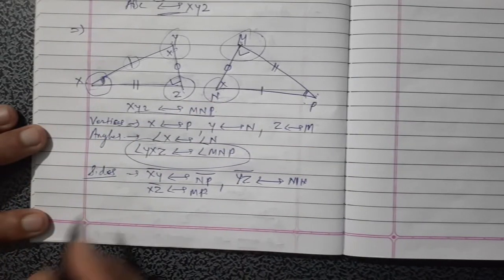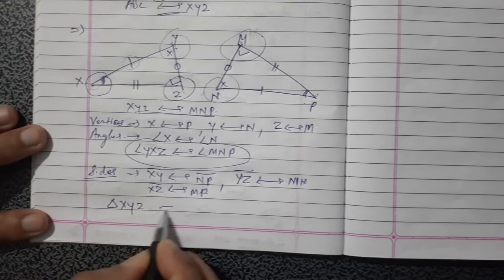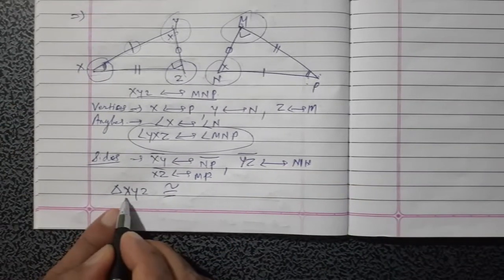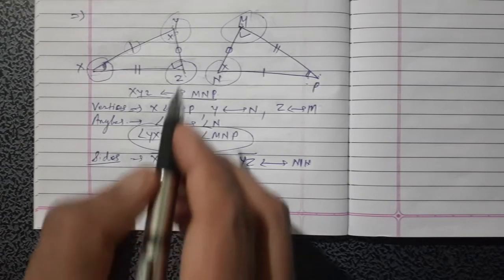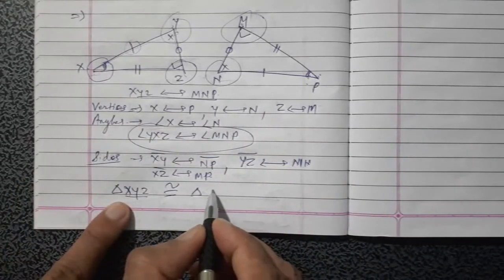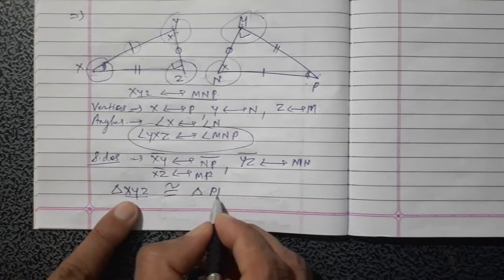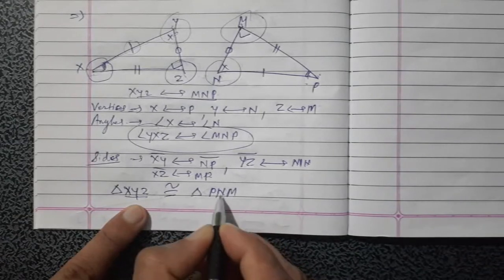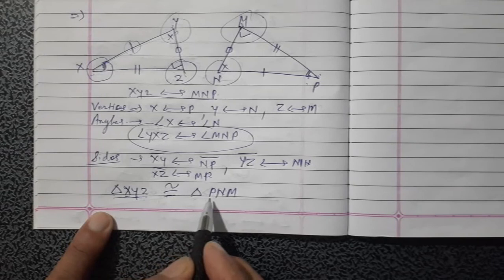And what about congruence? The triangle XYZ is congruent to... Now you write down the congruent vertices in this way. X is congruent with P, so write P here. Y with N, so write N. And Z with M, so write M. That means triangle XYZ is congruent to triangle PNM.